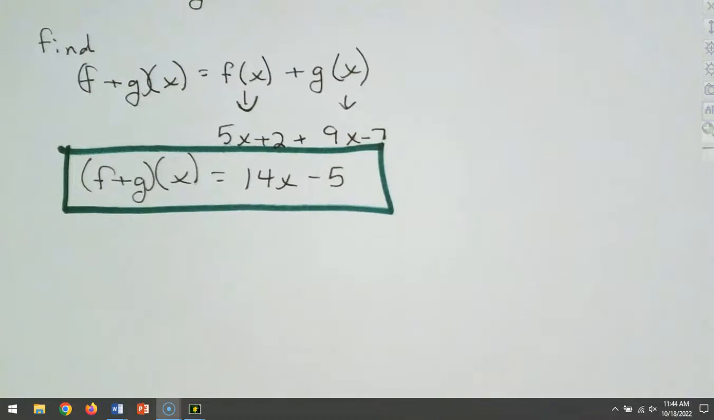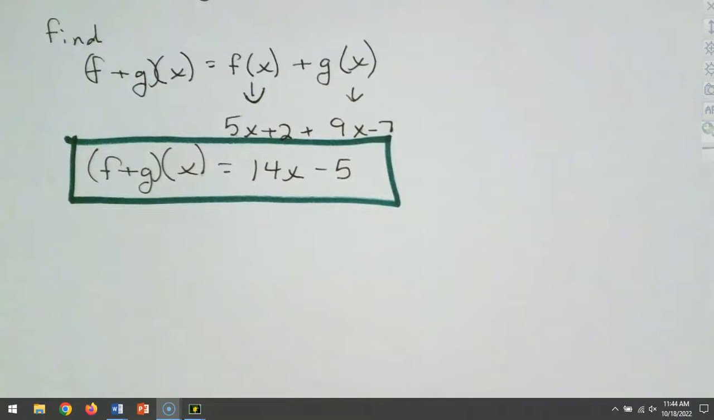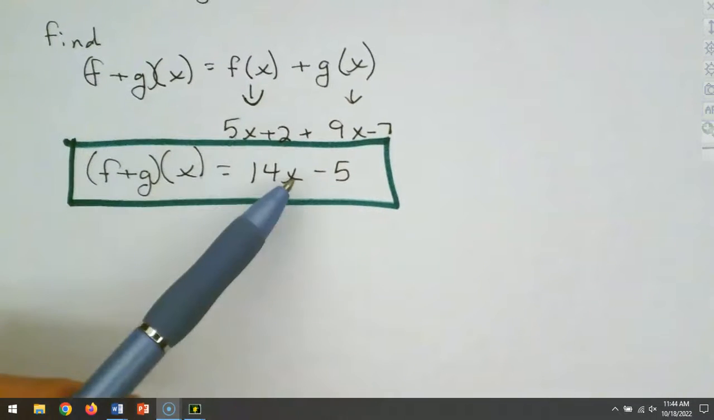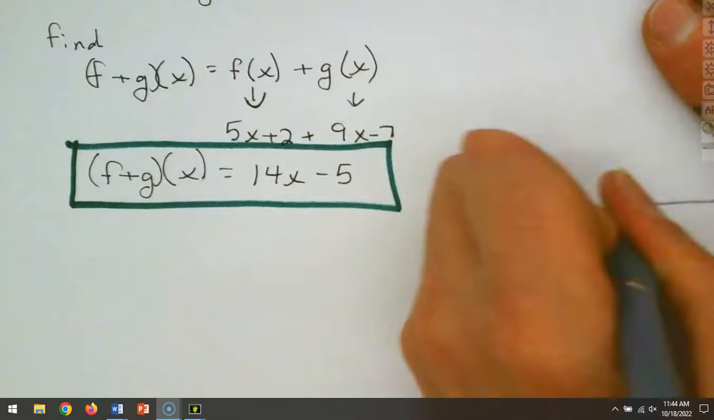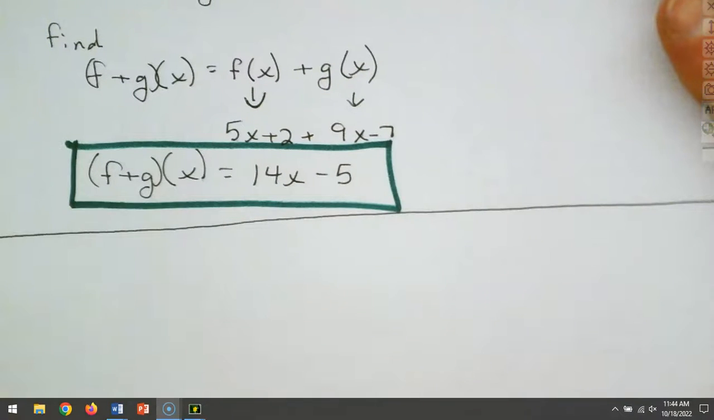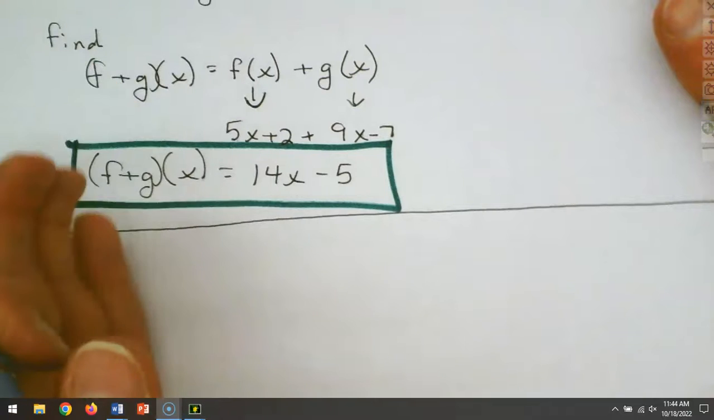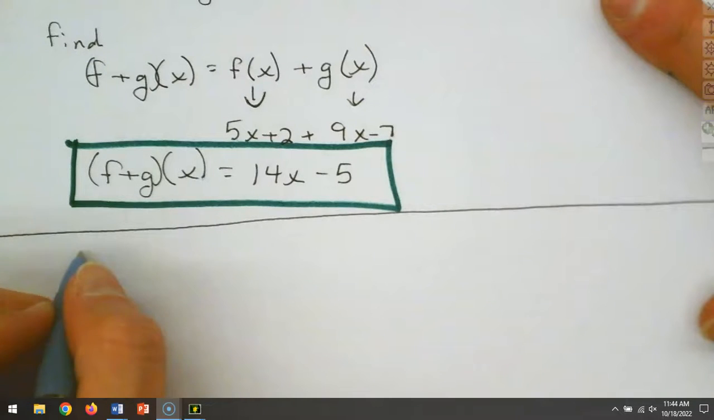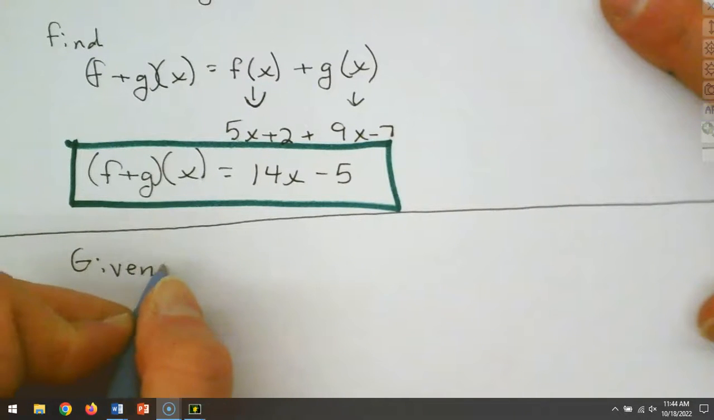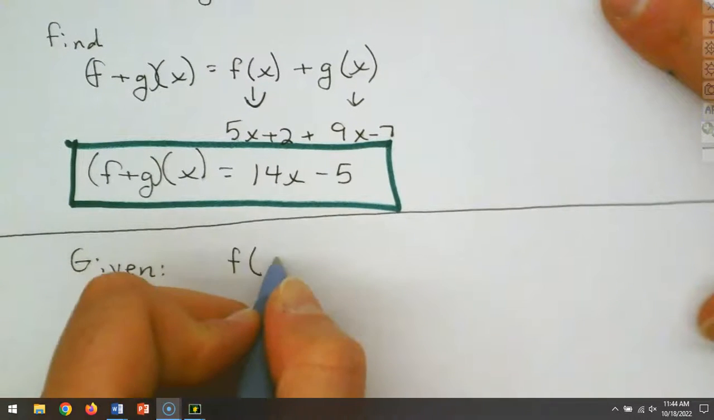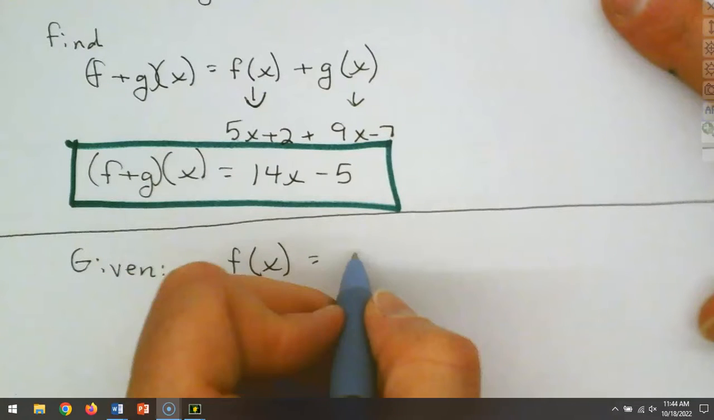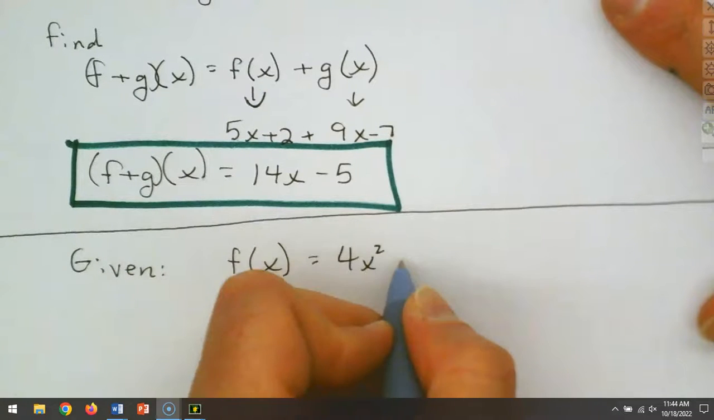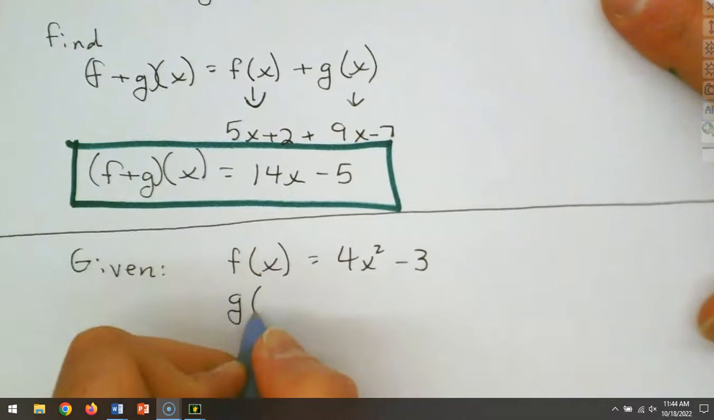Now, when there's a variable inside the parentheses, we get a variable out. If there's numbers, then we get a number out. So variable in, variable out. Variable, variable, number, number. So let's try one with numbers now. I'm going to give you two new functions. f of x is 4x squared minus 3.